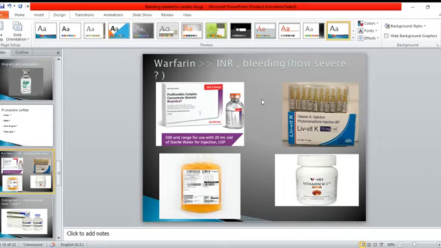oral vitamin K, 1 to 5 milligrams, and we hold warfarin, of course, and we repeat the INR after 24 to 48 hours, and if the INR is still high, we give another dose. So if the INR is high, above 8, we may give oral vitamin K.